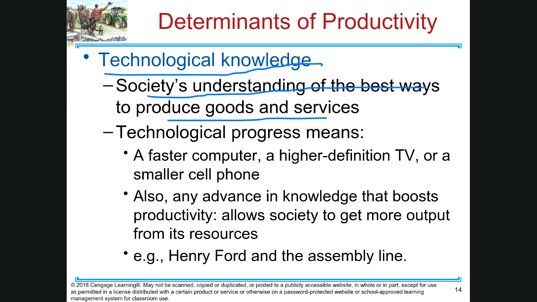Technological progress means a faster computer, higher definition TV, smaller cell phone. These are all technologies that help us improve the quality of these items. Any advance in knowledge that boosts the productivity of the labor allows society to get more output from its resources.